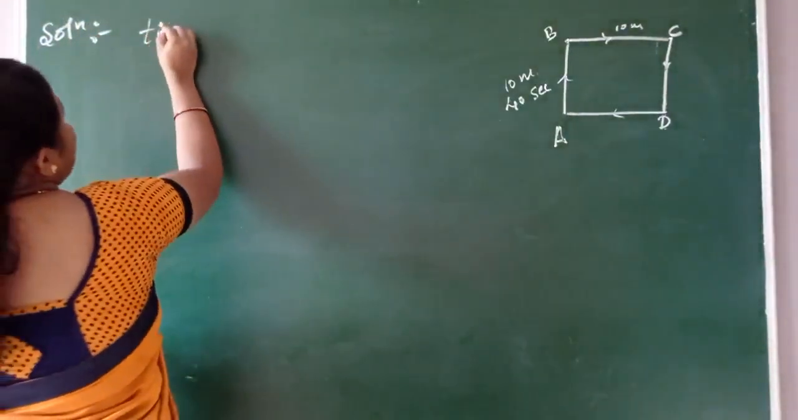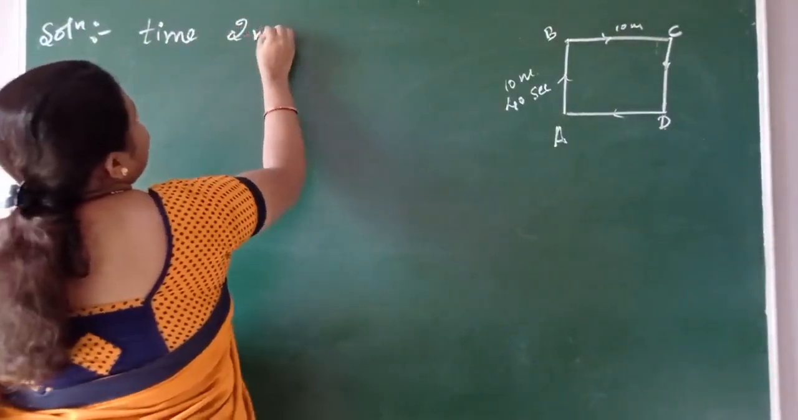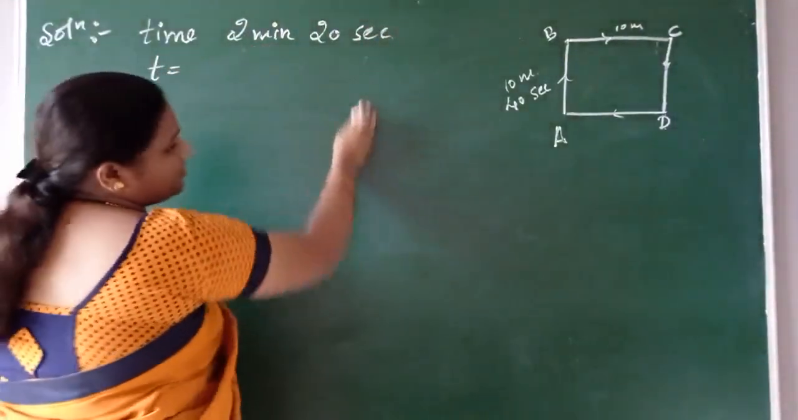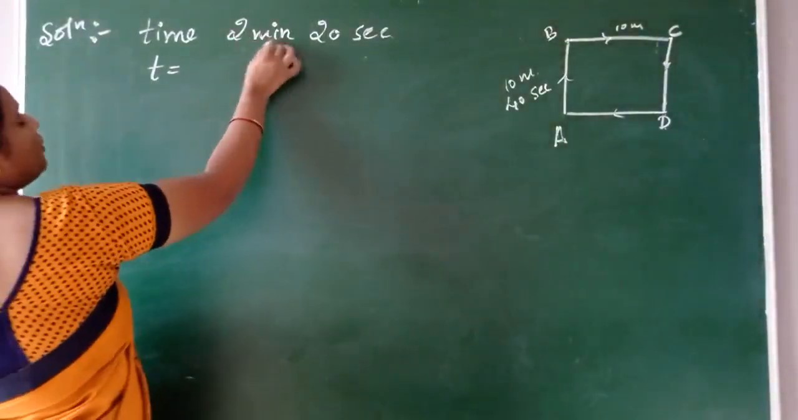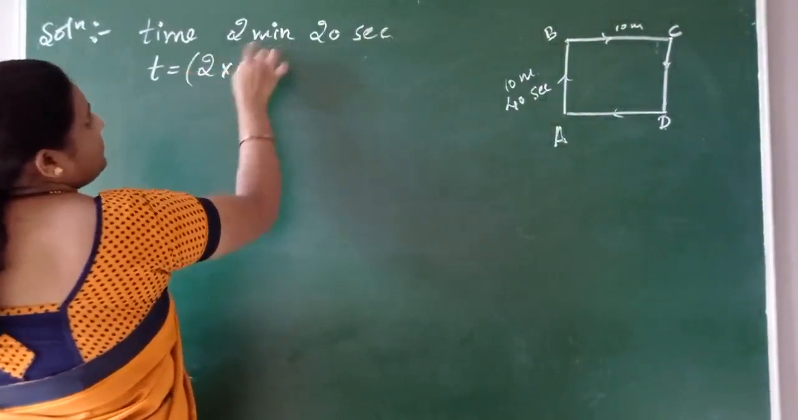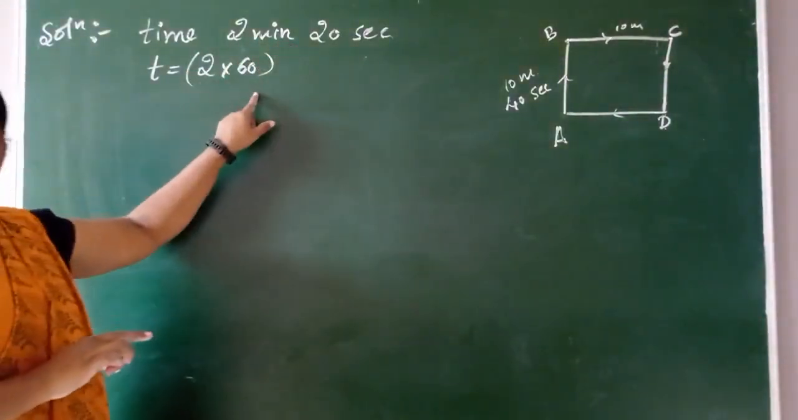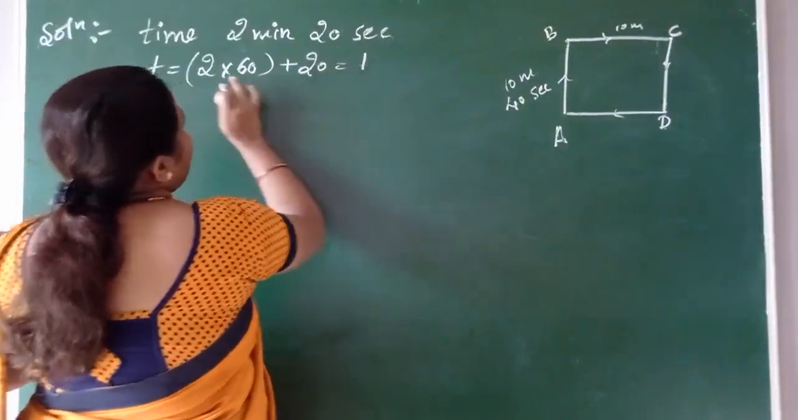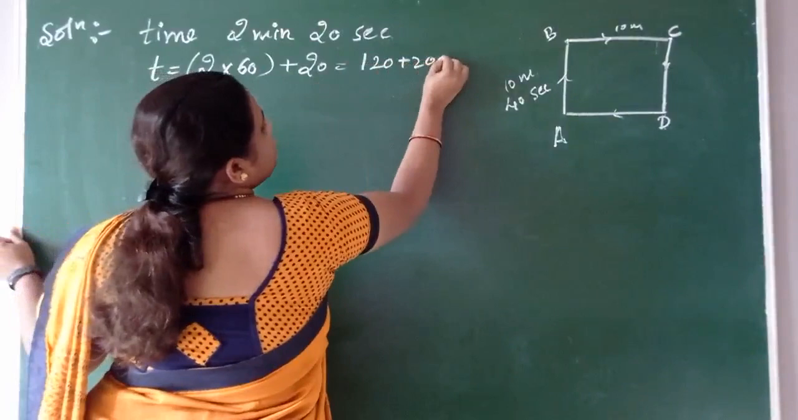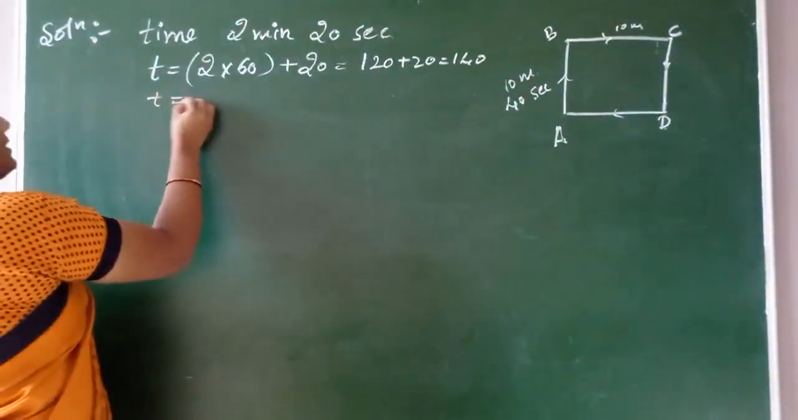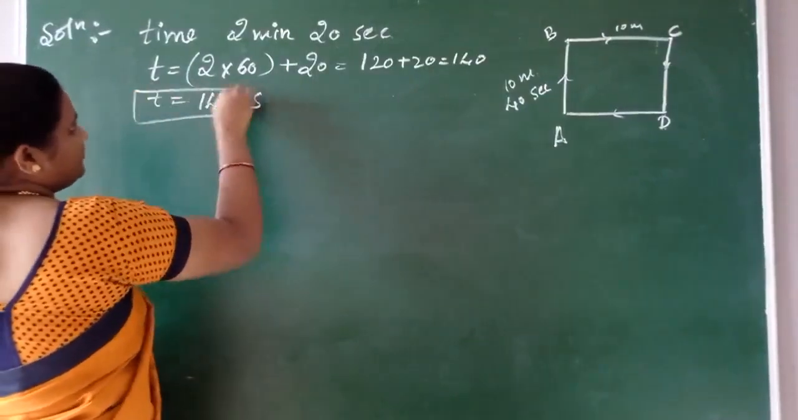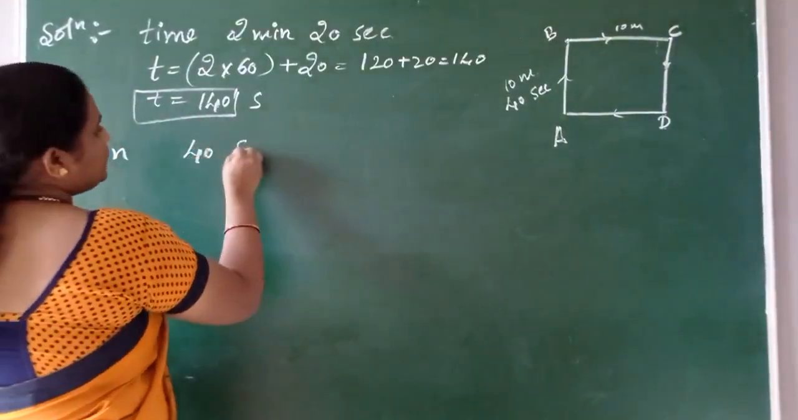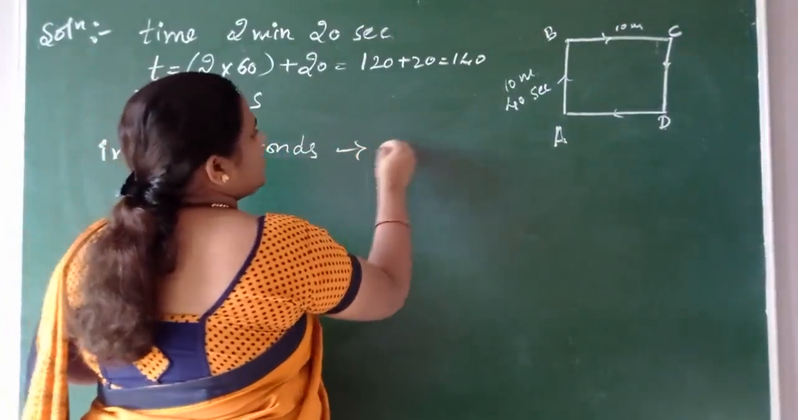The timing they have given is 2 minutes 20 seconds. So first we will convert this into seconds, because the unit of time is seconds, no? So 2 into 60, as 1 minute contains 60 seconds. Okay. Now another 20 will add. So what is the total, children? 120 plus 20, which is nothing but 140. So our timing is 140 seconds. Suppose in 40 seconds he is making one round, children.